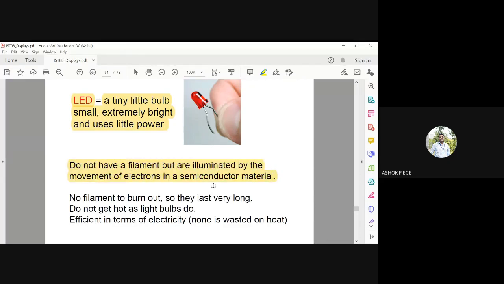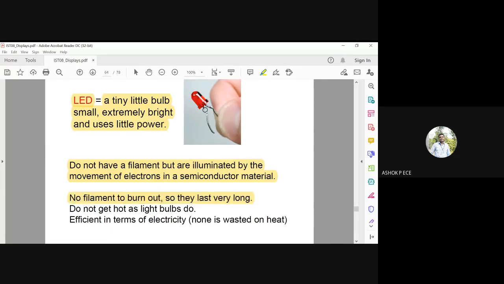So in a semiconductor, you have a region where you have a lot of electrons, and a region where you have a lot of holes. By applying proper voltage, you can make the electrons and holes recombine to produce light. So you don't have a filament as you have in conventional bulbs. No filament to burn out, so they last very long.